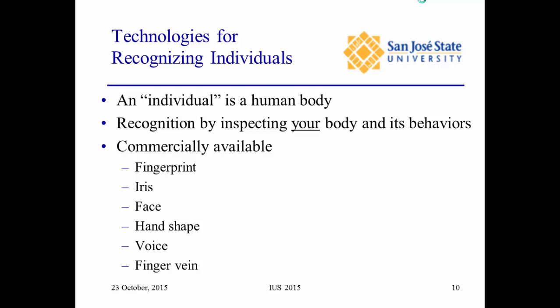There are many commercially available technologies for recognizing individuals. I've written a few, all the ones I know currently down here: fingerprint, iris, face, hand shape, voice, finger vein. There are a couple of lesser known technologies that might be commercially available. For instance, keystroke, typing on a keyboard, how you use the keystroke. Many people still talk about retinal scanning. Retinal scanning is not commercially available. It has not been commercially available for about 20 years, but it was very popular about 20 or 30 years ago.